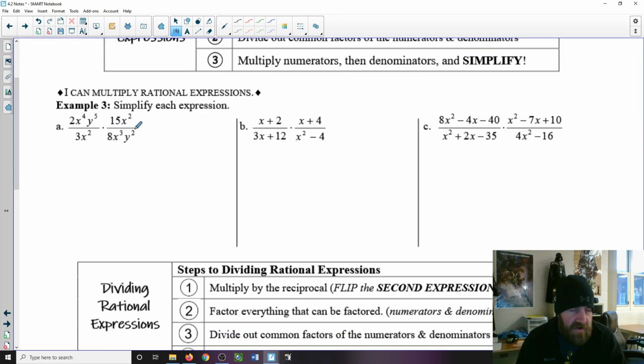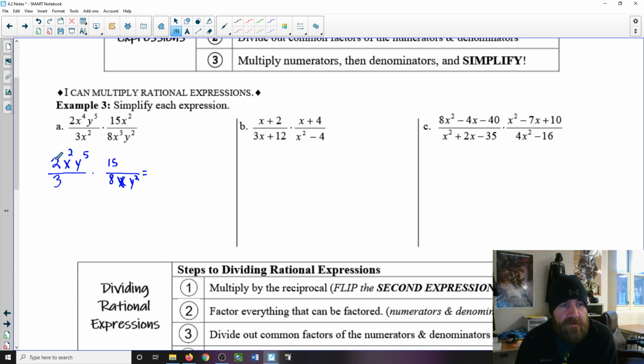So we're just starting with a simple expression here. Let's go ahead and cancel what we can cancel. So we know that we have an x to the fourth. This is something we dealt with the other day. So 2/3 does not reduce. So we write 2/3. X to the fourth over x squared we know is x squared on top, and then y to the fifth, times 15 over 8, that does not reduce, so we just leave it like that. X squared over x cubed, we know that turns into an x on the bottom, and then the y squared just stays on the bottom. Sorry, that's an x.